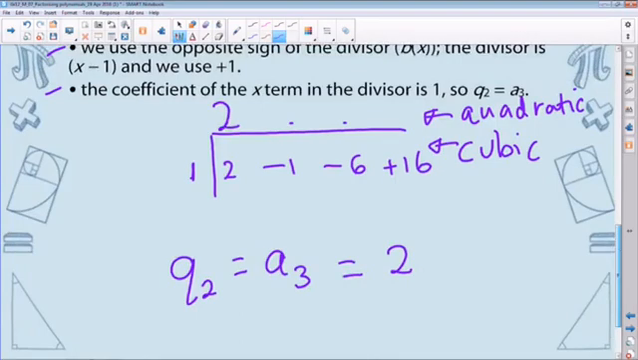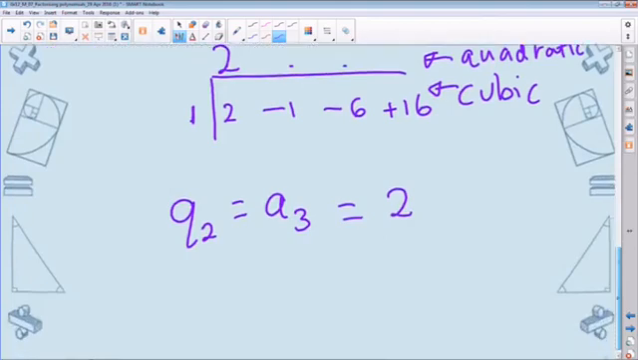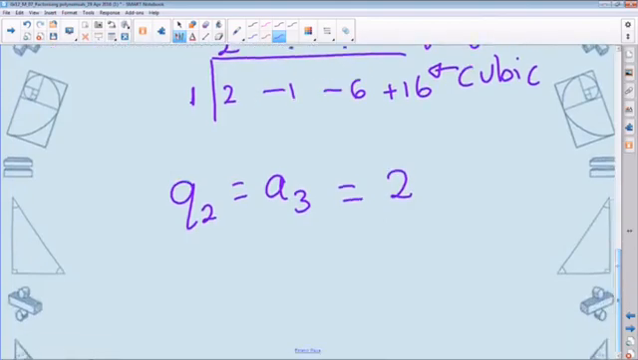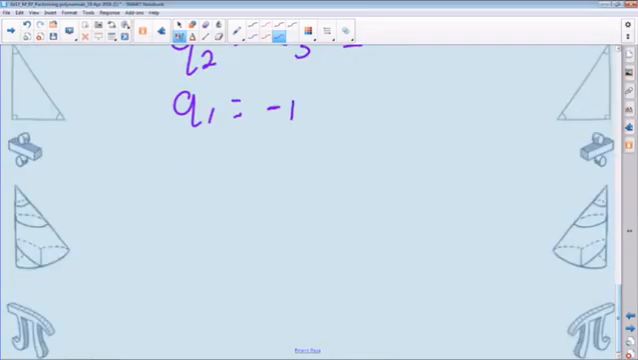We then need to find out what Q1 is, which is the next quotient. For Q1, we take the coefficient of the x squared term, which is minus 1. And then, instead of subtracting like we would do in a normal division, here we add everything together.